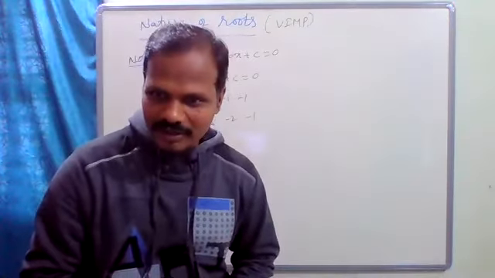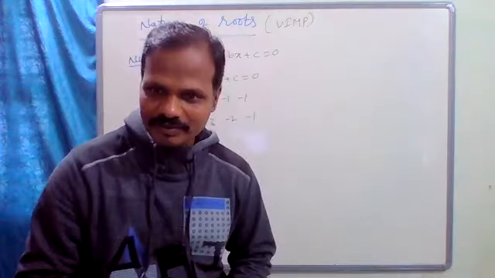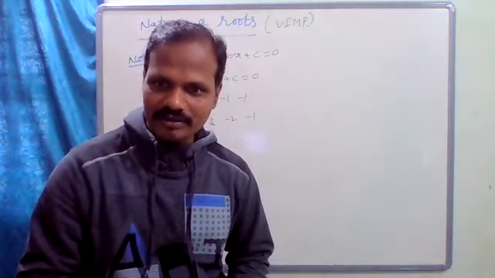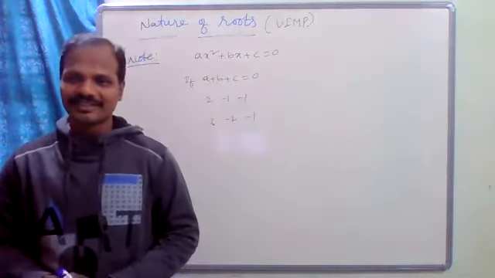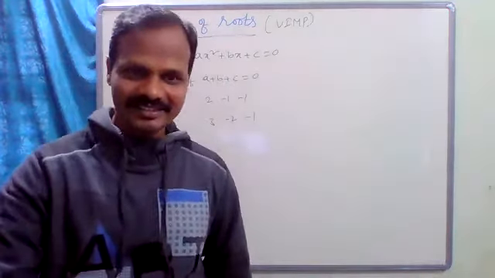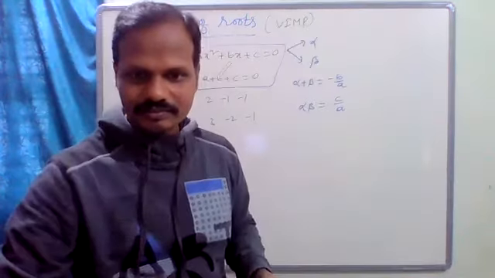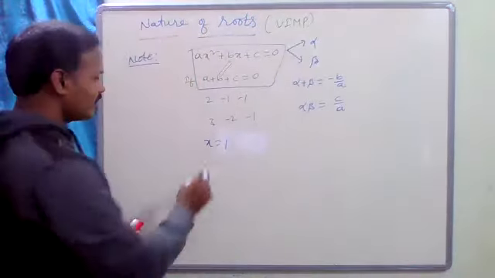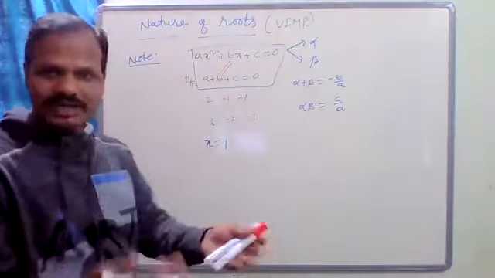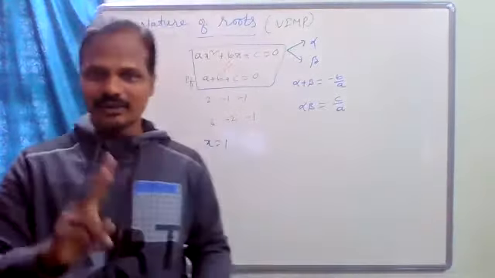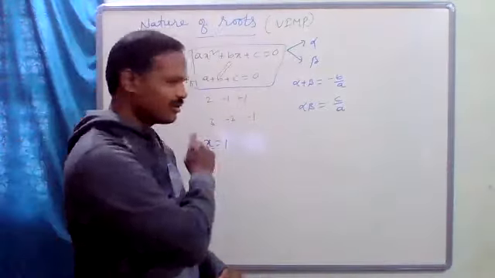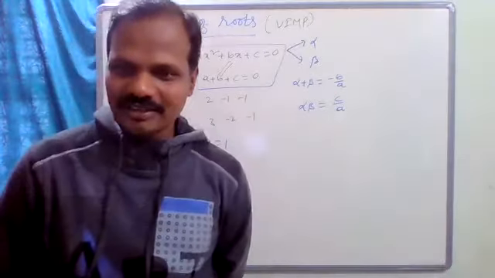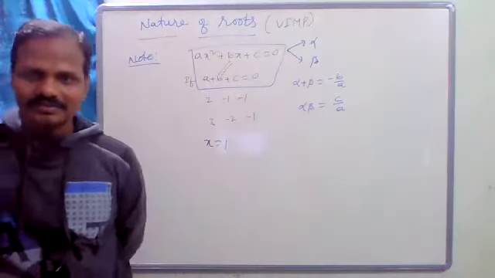Sum and product of roots is 0. Why, Samata? How is it 0? Is it okay, everybody? x = 1 is one root. What about the other root? There are two roots now. One root is 1, and what about the other root?